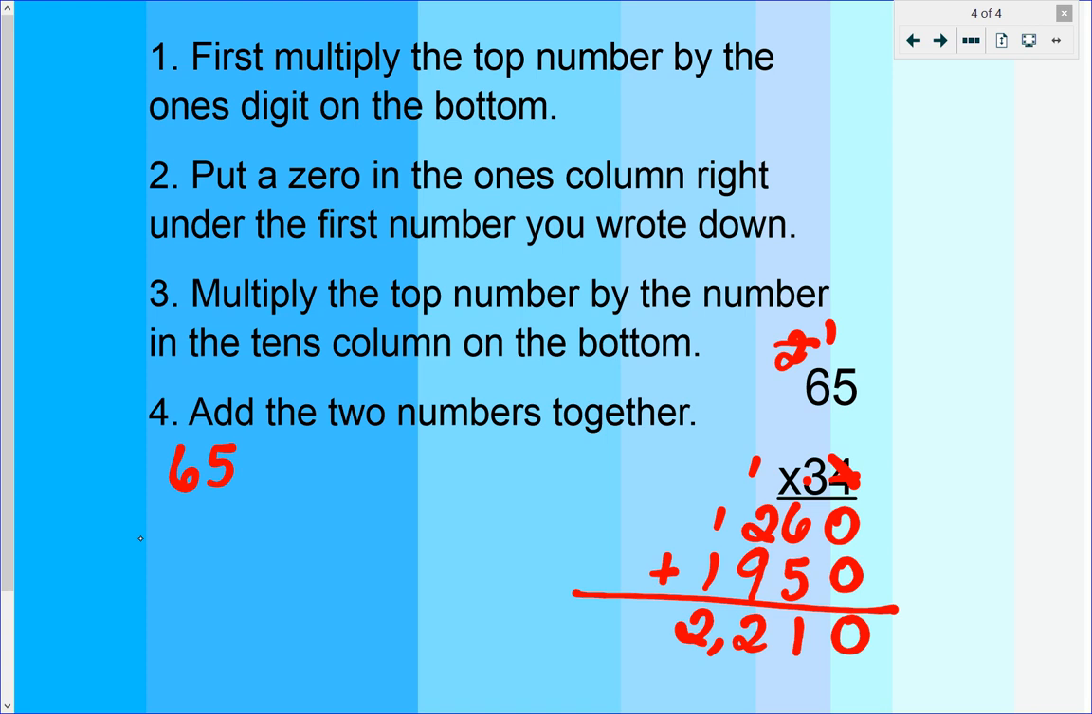So we have 65 times 30 and 65 times 4. 5 times 4 is 20, carry my 2. 6 times 4 is 24, plus 2 more is 26. That's just what we did over here. Now over here, we cross out our 0, we put it down there. 3 times 5 is 15, carry our 1. 3 times 6 is 18, plus 1 more is 19.